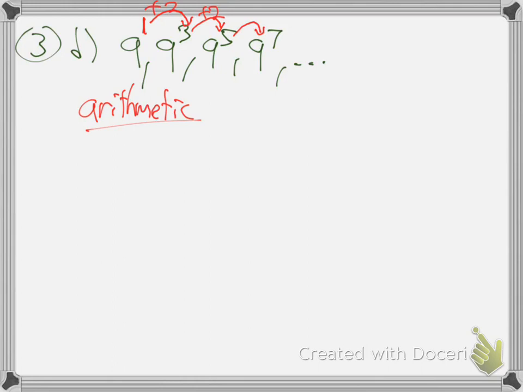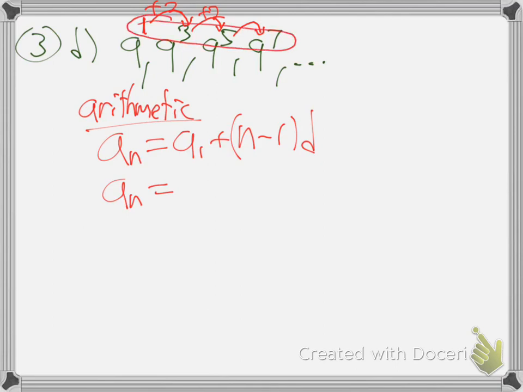So it's arithmetic, and I'm going to use a sub n is a1 plus n minus 1 d again. What's the a sub 1? Now we're just talking about the powers. The first power is 1. And the difference is 2. Is that good?